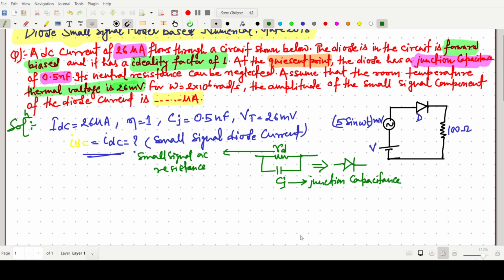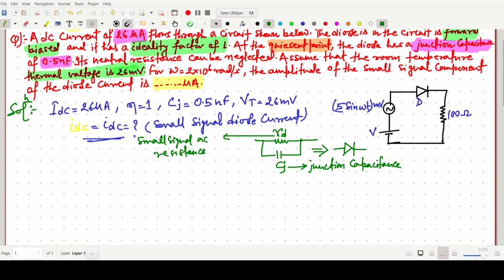Now we have to think about the AC analysis. We have to find the value of RD, because the Cj value is given in our question. So first we have to find the value of RD. How can we find it? As we know, the diode current ID is nearly equal to IS exp(Vd by eta Vt) minus 1.